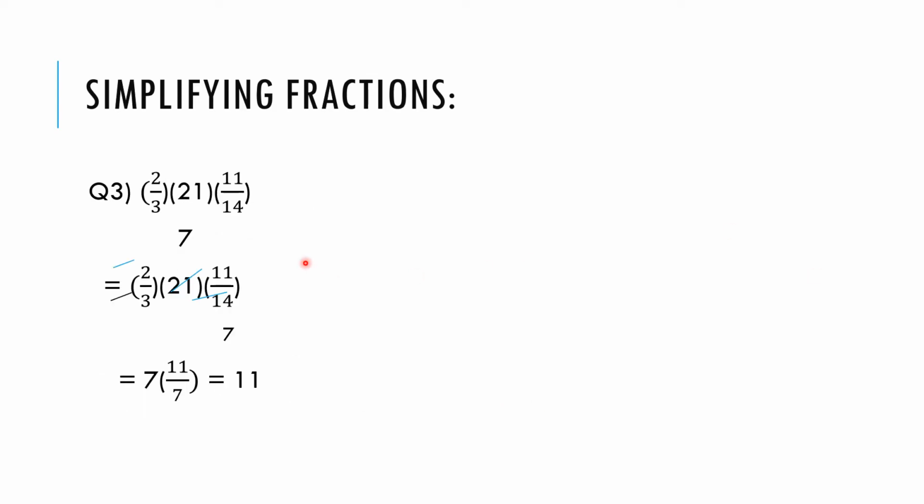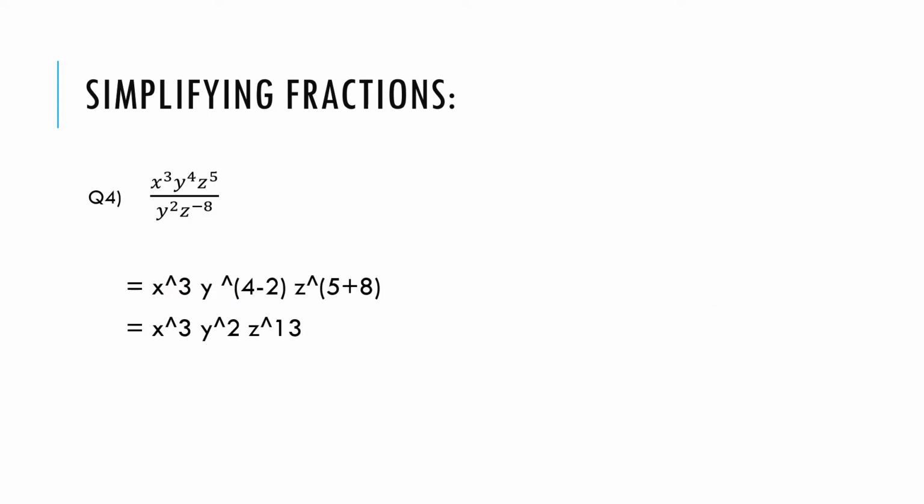Let's have a look at another question. 2/3 times 21 times 11/14. So 3 1s are 3, 3 7s are 21, 7 2s are 14. So when we simplify all of this, it turns out to be 7 times 11 over 7, and that turns out to be 11.